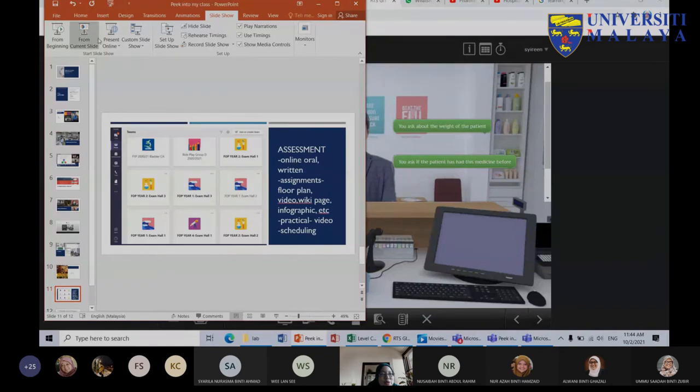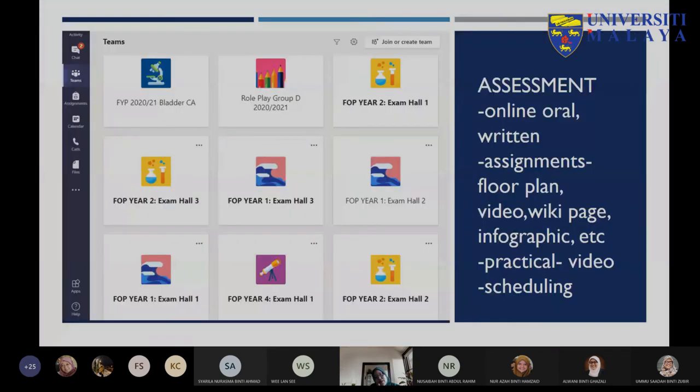Then the last one will be assessment. Okay. Assessment, what we have is basically, as usual, the online oral or written assessment. For assignments, let's say, for example, before the COVID era, we usually got the students to come up with a 3D floor plan.